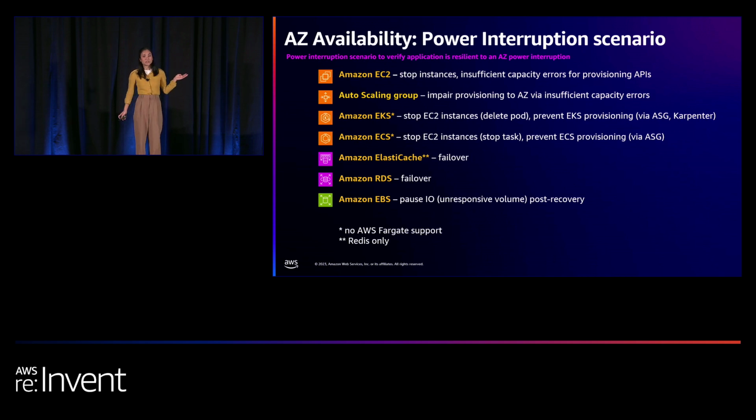This is the current list of faults that we support at launch. First, it will stop EC2 instances, as well as any pods and tasks on these instances. And we also have a new action to inject insufficient capacity errors into our auto-scaling groups and IAM roles to prevent any instance launch requests into the target availability zone. This scenario will also cause ElastiCache and RDS databases to fail over. And finally, once the AZ comes back online, any persistent EBS volumes may be unresponsive.